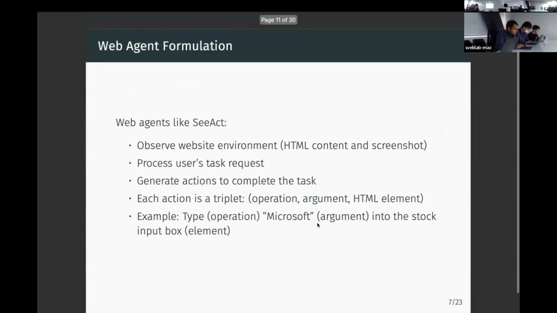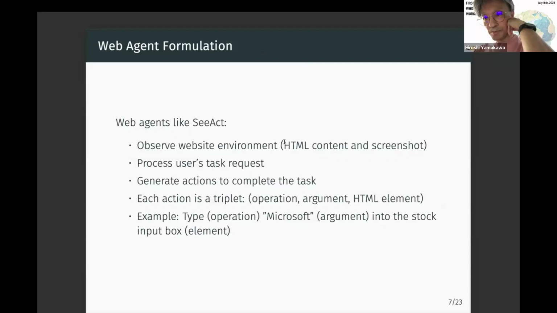Current web agents, as I said earlier, observe the website environment and use HTML content and screenshots. The screenshot is a visual medium which the user and the web agent see as well. But what the user does not see is the HTML. I think none of us, when we browse the internet, actually see the HTML code, right? But the web agents process that HTML code.